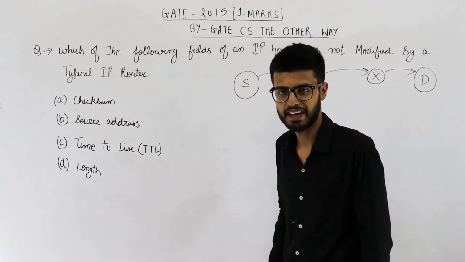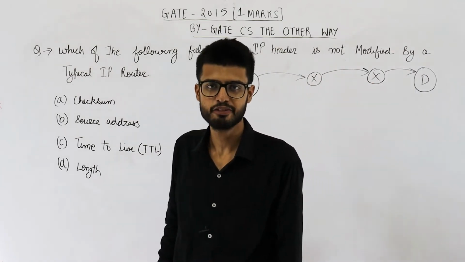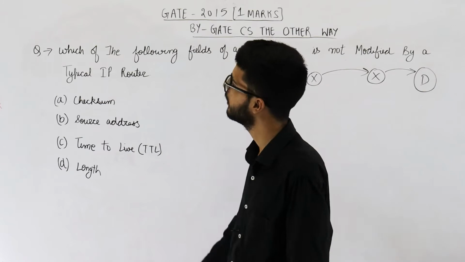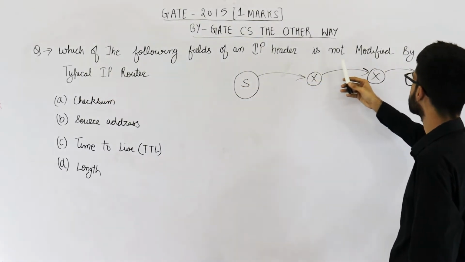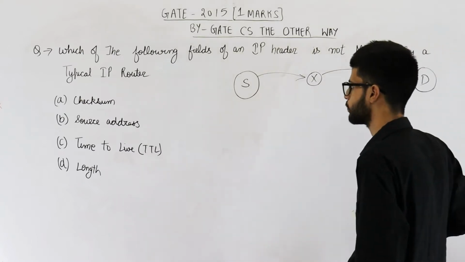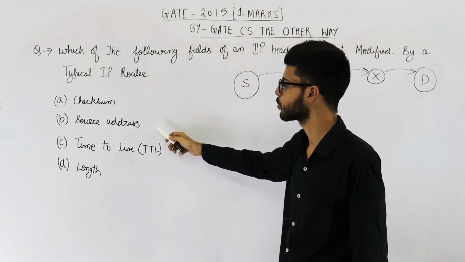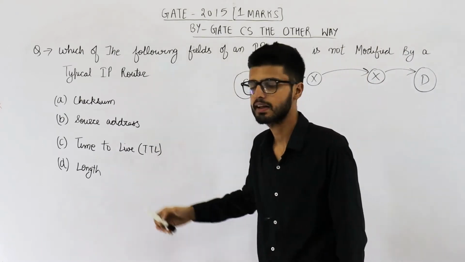Hello students, welcome back. The question is from GATE 2015 exam and is for 1 mark. Have a look. They are asking which of the following fields of an IP header is not modified by a typical IP router? Checksum, source address, time to live or length.